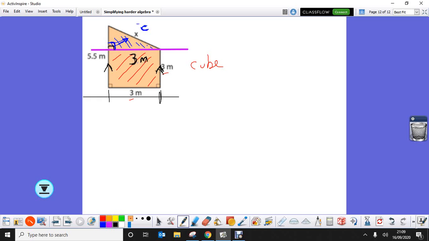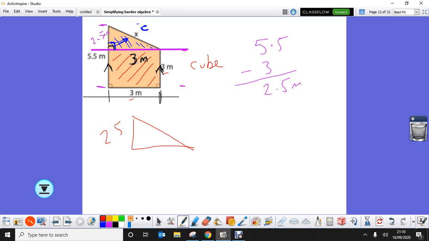Alright. Then I'm given the length that this side is 5.5 in its entirety, yet this side is 3, so that's leading me to do 5.5 take away 3 gives me 2.5 meters. So I know that this measurement here, even though it's not given explicitly, is 2.5 meters. So thinking about that, if I just drew my triangle, okay, I've got 2.5 meters and I've got 3 meters, and I need to find x.